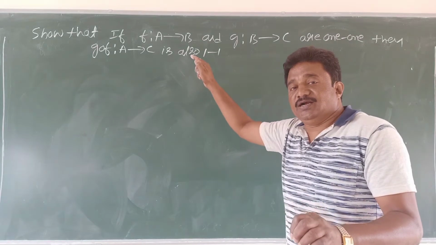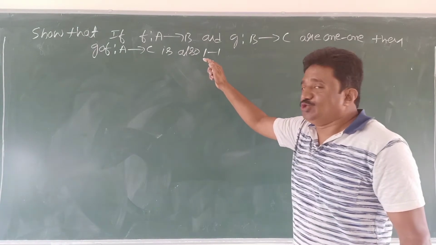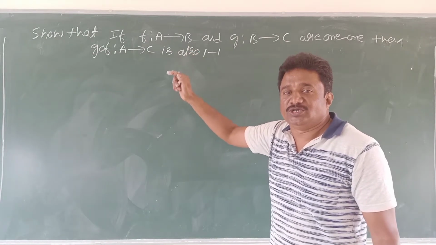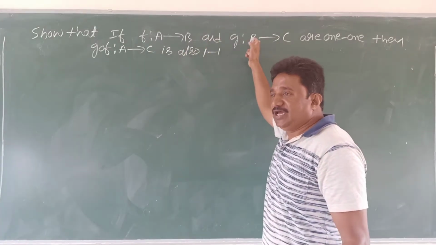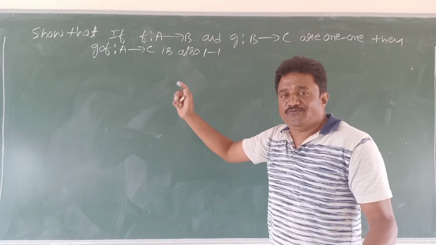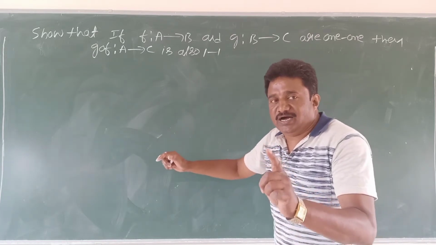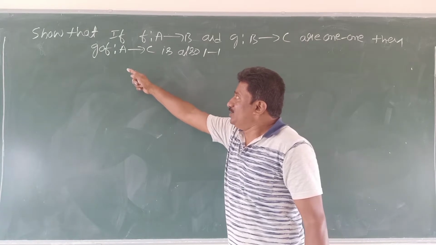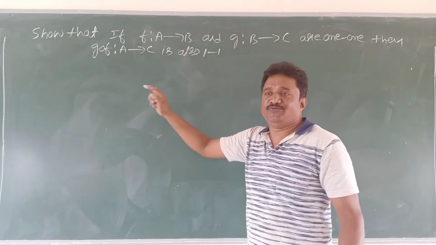Try to understand the question first. According to the question, you need to assume both f and g as 1-1 functions. Using that, it is asked to prove that g∘f, the composite function, is also a 1-1 function.